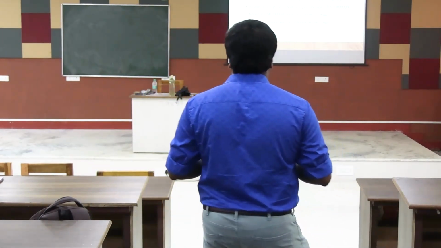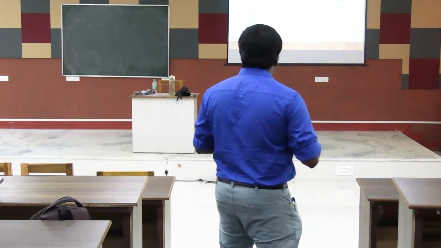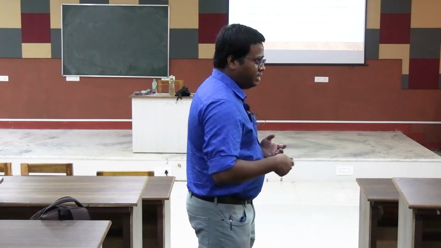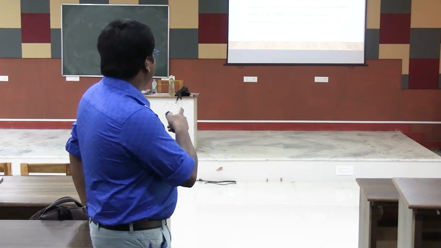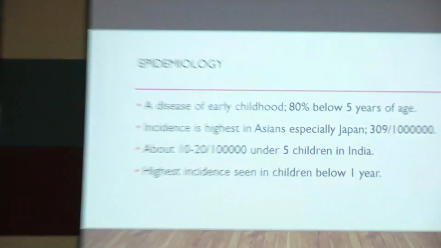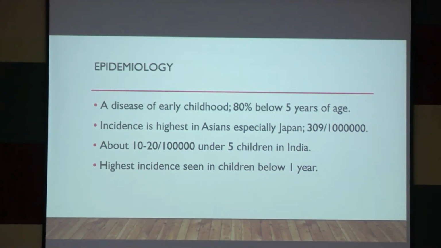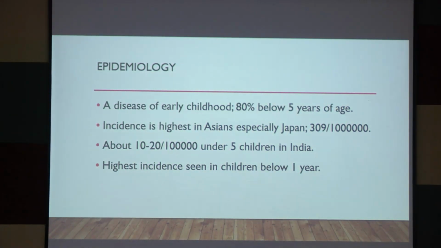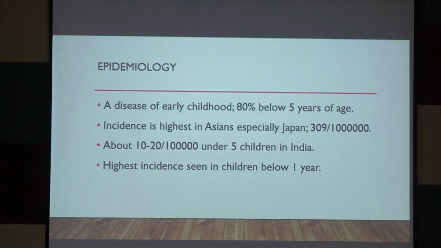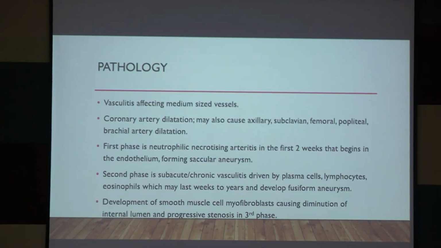Now, the epidemiology. Worldwide it is seen mostly in Japan, but it is increasingly now being seen also in India and other Southeast Asian countries. In India, it is not exactly a standardized incidence, but it is 10 to 20 per 1 lakh children under 5, and the most affected are those below 1 year. 80% are seen below 5 years of age. It can be seen in all pediatric age groups, but mostly under 5 and more below 1 year of age, the infants.